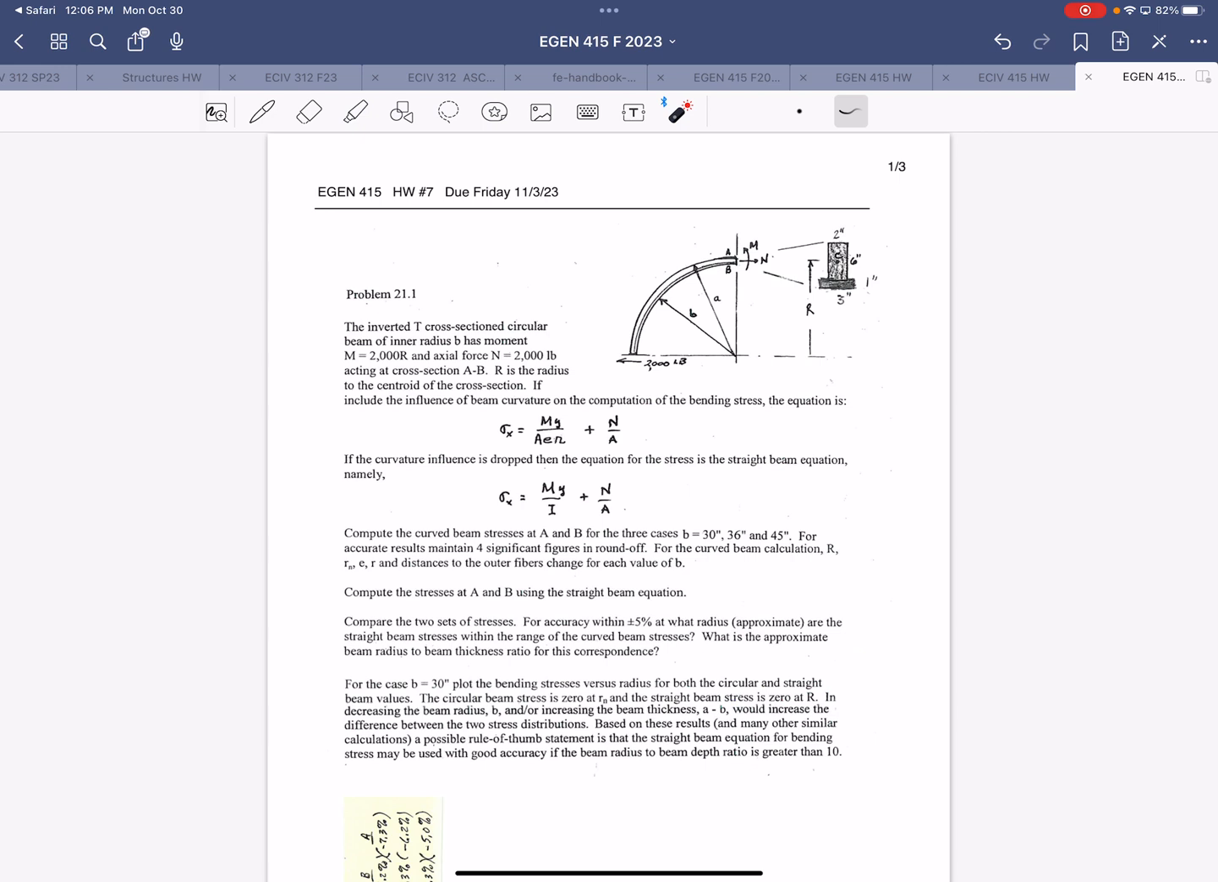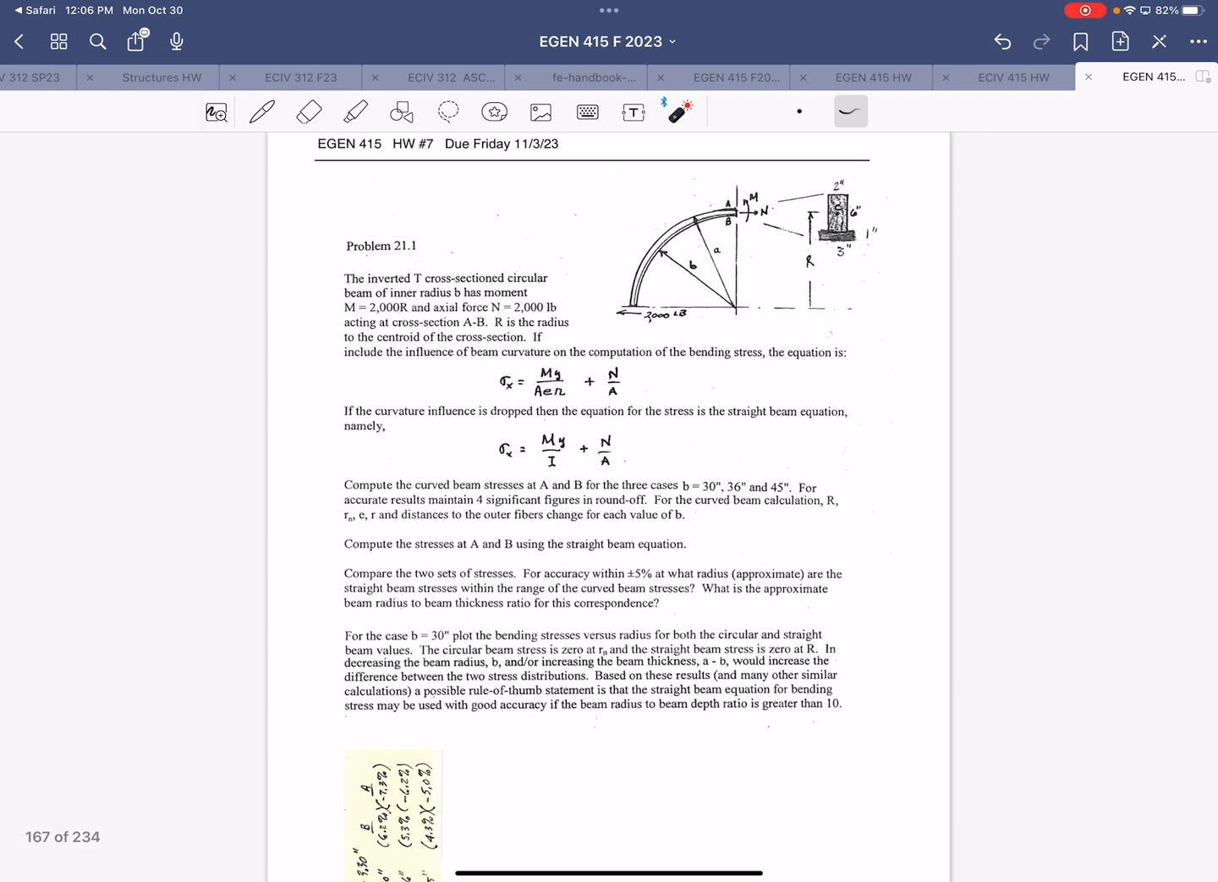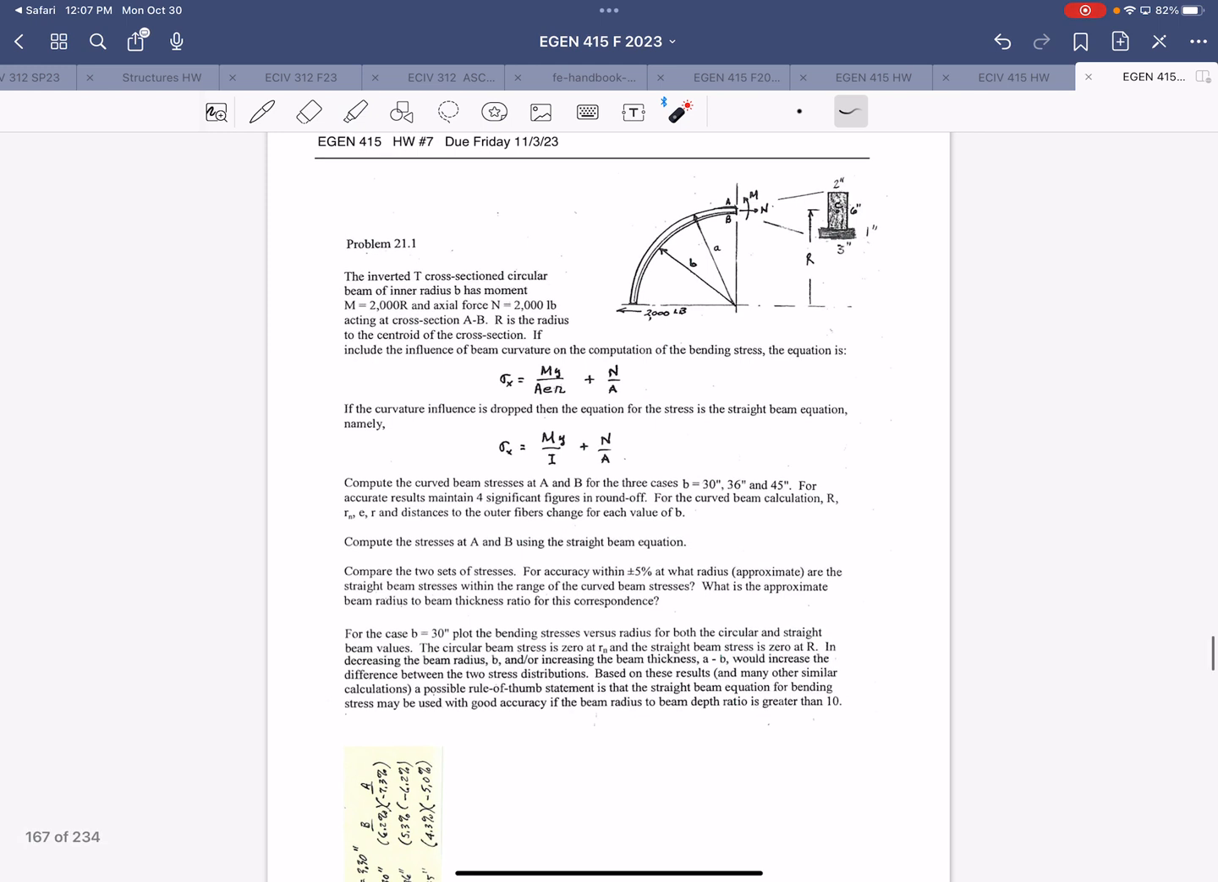So just as a heads up, you're going to be doing some repetitive calculations because you're asked to calculate the stresses at points A and B, so at the top and the bottom extreme fibers of that cross-section, for 3 different values of the inside radius, which is this lowercase b. All right, so the idea behind this problem is to investigate how sensitive those stresses are to the change in radius.